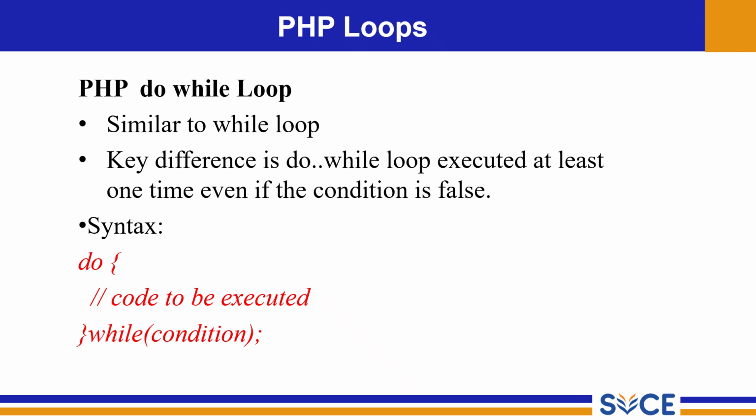Now we see about the do-while loop. In PHP, the do-while statement is a control structure used for executing a block of code repeatedly, similar to a while loop. The key distinction of the do-while loop is that it guarantees the code block within the do part is executed at least once before the condition in the while part is evaluated. Next, we see an example program for the do-while loop.